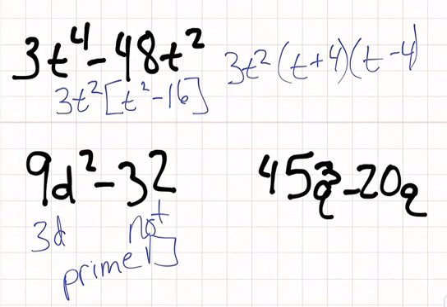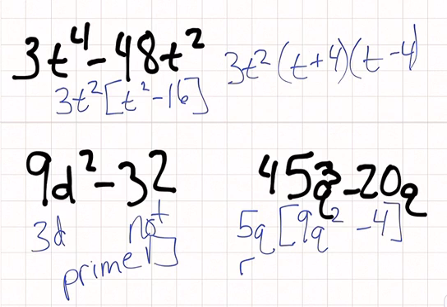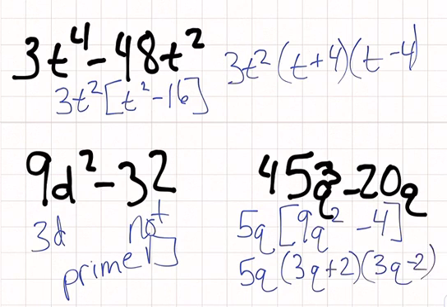This one has a GCF, so as it is right now, it looks like we don't have any perfect squares. If I take out a 5q, what we're left with is 9q squared. That's a perfect square, minus 4, which is also a perfect square. So again, always look for that GCF first. 3q plus 2 and 3q minus 2.